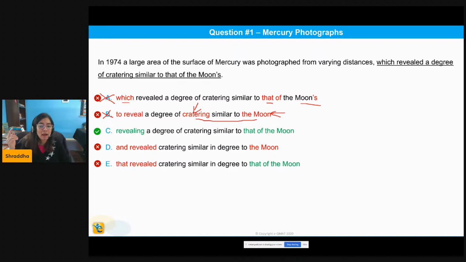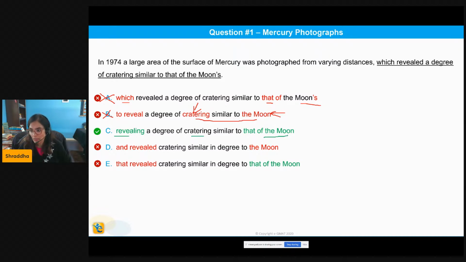So again, think about it. Did you really look at the modifiers to reject the incorrect answer choice, or were you taking shelter of this blatant comparison error in the sentence that led you to the correct answer choice? As we can see, choice C is the correct answer over here, revealing a degree of cratering similar to that of the moon. The comparison is all set.